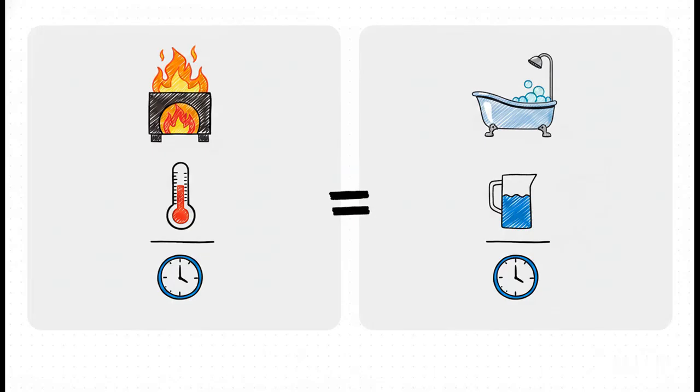Okay, let's put these two side by side. For the furnace, we're measuring temperature in degrees Fahrenheit, and we're watching it change over a certain number of minutes. For the bathtub, we're measuring the volume of water in gallons, also over a certain number of minutes. You see the pattern here? What we care about is degrees per minute for the furnace and gallons per minute for the tub. The stuff is different, but the idea, how much of something changes over time, is exactly the same.